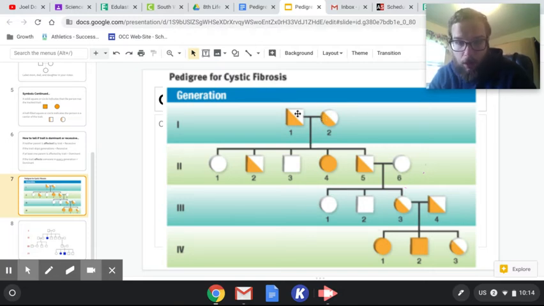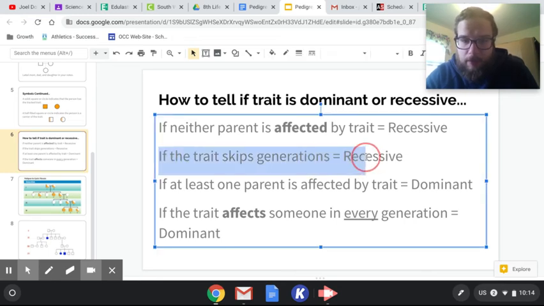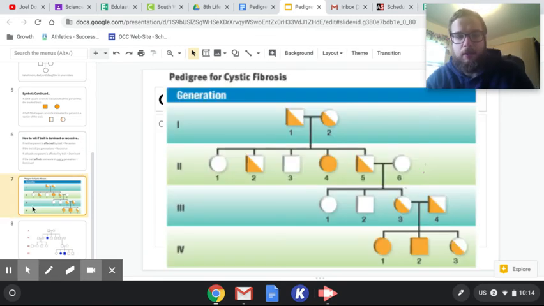So number one, neither parent is affected. That indicates to us probably recessive. But also what we didn't mention is, look, it skips generation 3 here. None of these people in generation 3 got cystic fibrosis. You got a carrier, but nobody's got it. So skipping generation 3, that goes down to our second point right here. If traits skip generations, they are recessive.